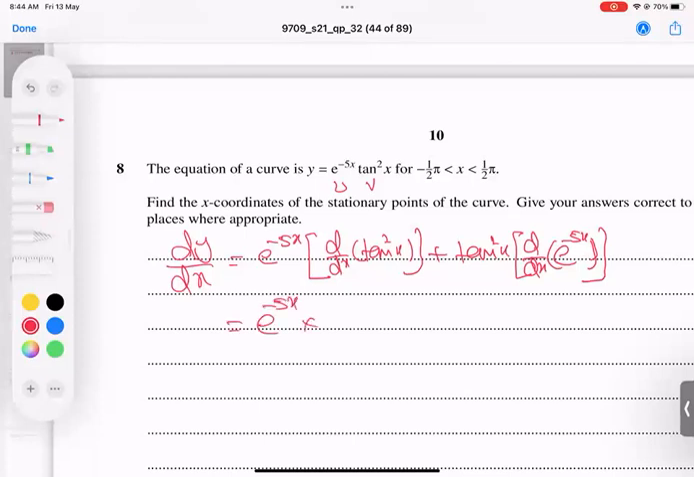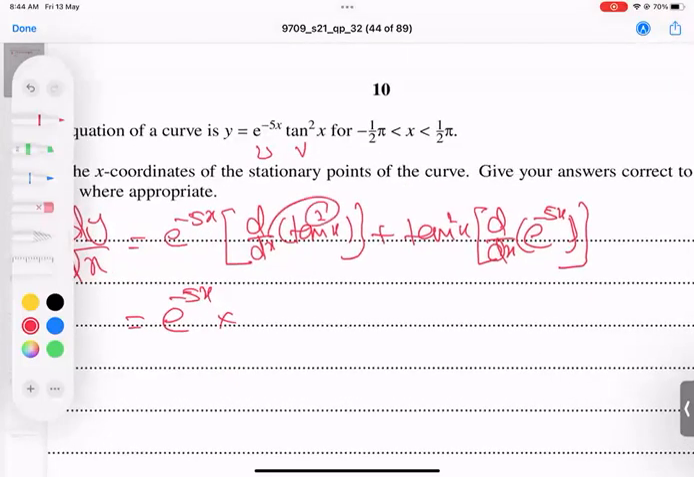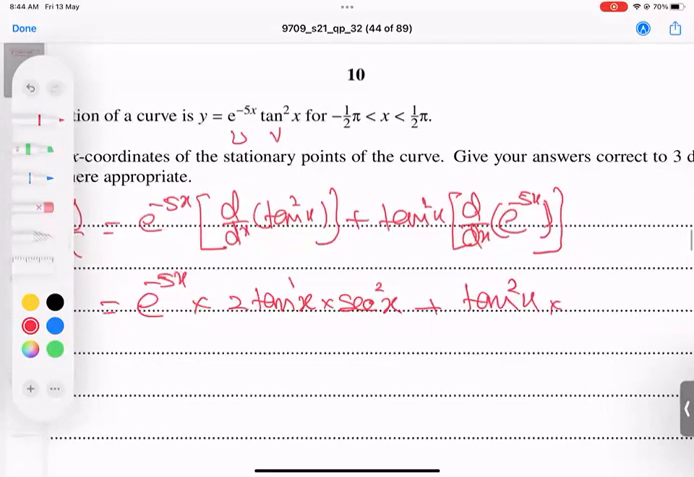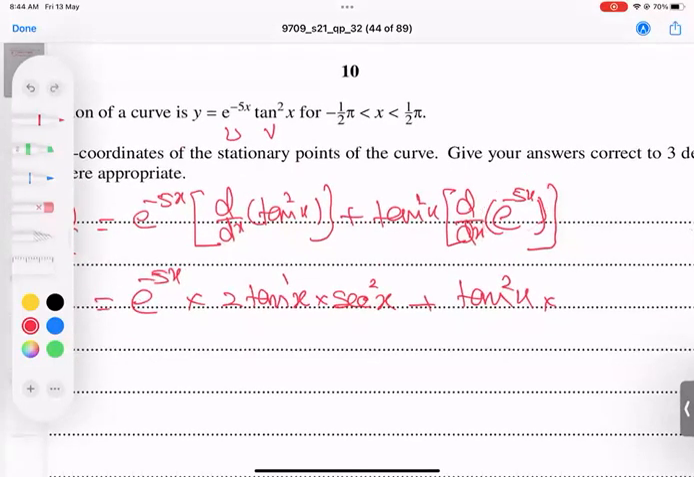What is the tan square derivative? First of all, according to the criteria, power 2 comes down, power becomes 1, times 2 base, and the base tan derivative is secant square. And this is secant square done. Now, what about the second step? What is the derivative of e to the power negative 5x? First, you keep it as it is, times the derivative of the power, that is negative 5.